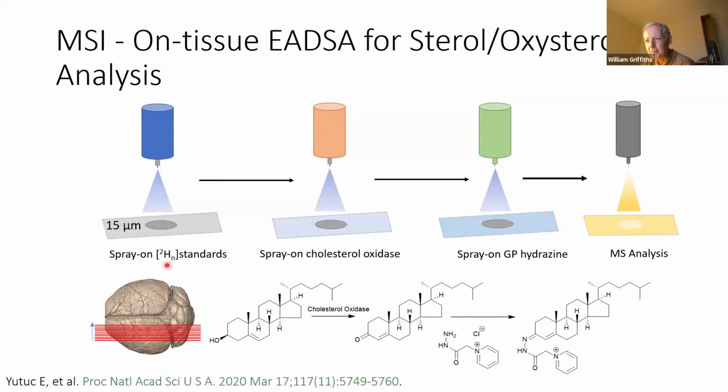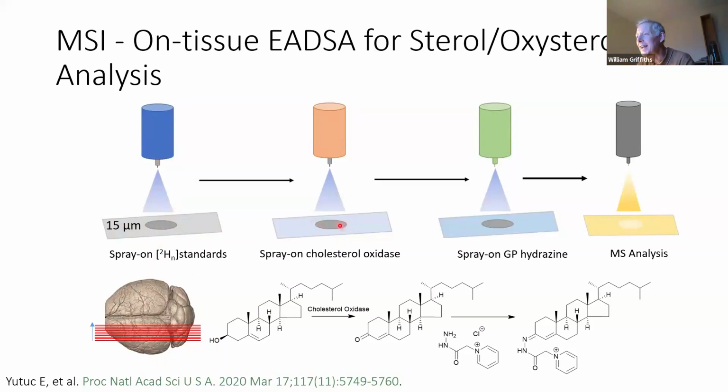So this is a mouse brain, and we cut sagittal sections, thin sagittal sections from the outside to the inside. And we take a sagittal section, about 15 microns thick, and we just plop it on a microscope slide. So once we've got it on the microscope slide, first thing we do is we spray on, using a pneumatic sprayer, isotope label standards. This allows us to do quantification.